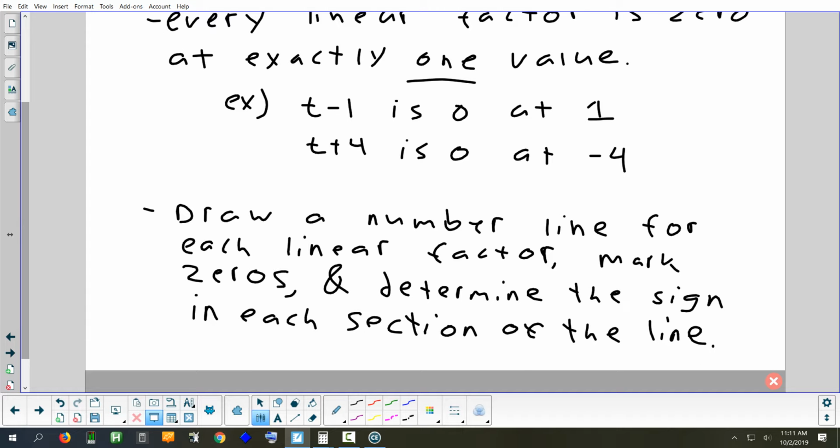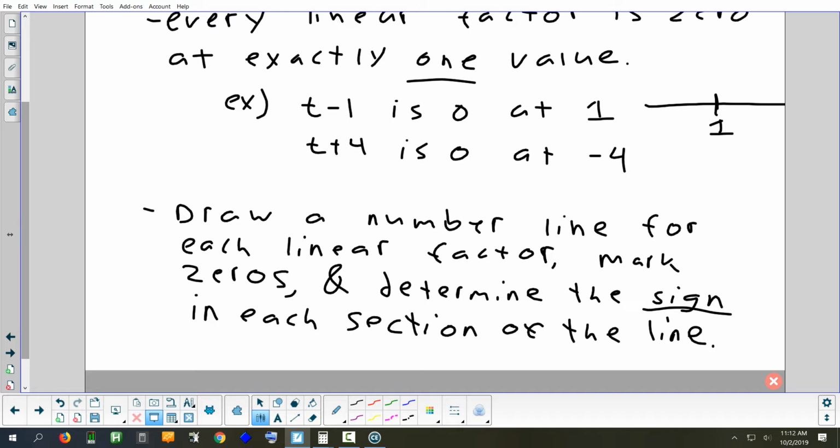On that number line, you're going to mark the 0. In this case, it's at t equals 1. So mark that on your number line. What you've just done is you split your number line into 2 sections. You've got a section to the left, you've got a section to the right. I want to figure out what the sign is in each section. So the way you do it, ask yourself, okay, what if I plug in a number somewhere in the left section?